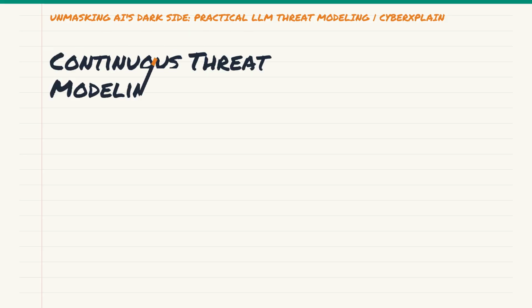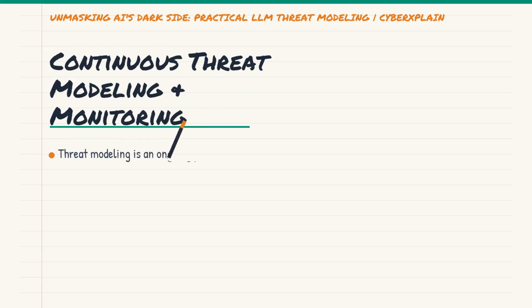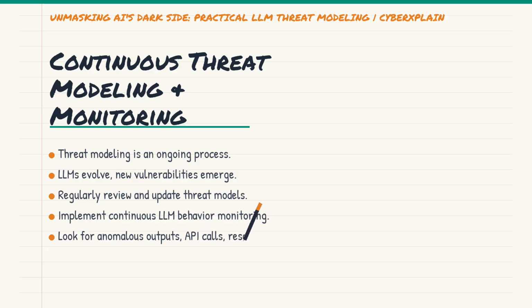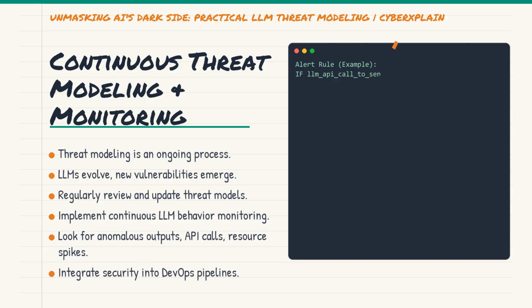Here's the kicker: threat modeling isn't a one-and-done activity. Especially with LLMs, which are constantly evolving, you need to treat it as a continuous process. New vulnerabilities are discovered, models are updated, and your application's functionality might change. This means regularly reviewing your threat models, updating them with new information, and implementing continuous monitoring of your LLM application's behavior. Look for anomalous outputs, unusual API calls, or spikes in resource usage.